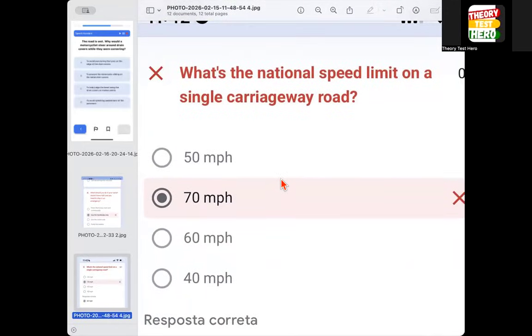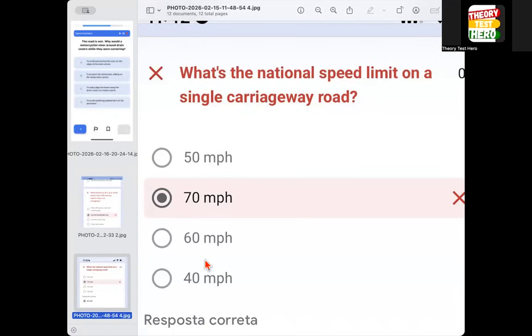What's the national speed limit on a single carriageway road? Okay, lots of you are saying C. Good. Yeah, so C is correct. This person chose B. What would be different about the question for the answer to be B? Not single carriageway. Good. Yeah, so if it was a motorway or dual carriageway, so motorway or dual carriageway would be 70.